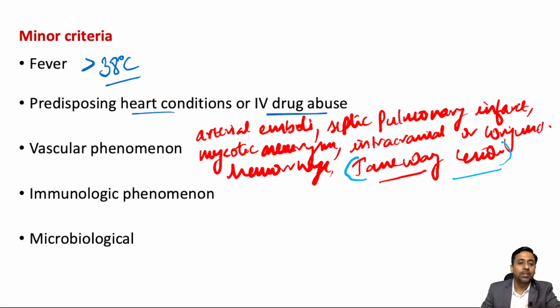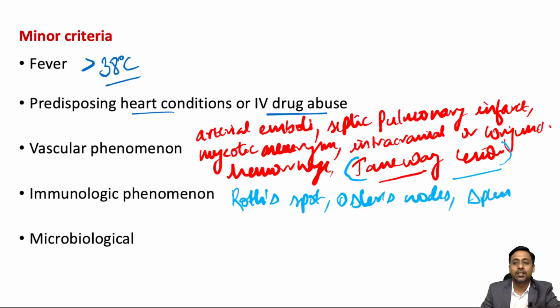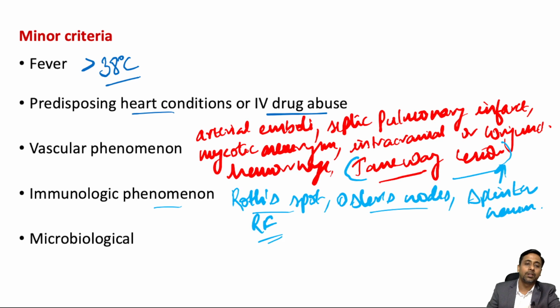And then certain immunological phenomena such as Roth spot or Osler's nodes. Splinter hemorrhage is actually not an immunological phenomenon, it is a vascular phenomenon, which I left out. This is splinter hemorrhage. So Roth spot, Osler's node, and rheumatoid factor, these are immunological phenomena.